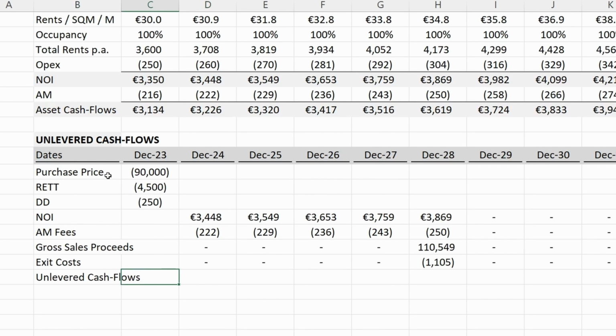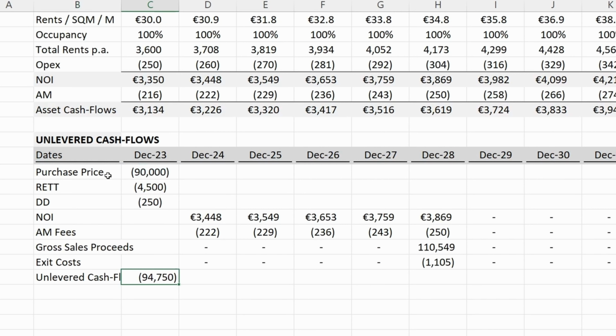Okay, and the total unlevered cash flows are the purchase price plus the transfer taxes plus due diligence costs plus the NOI less asset cash flows plus gross sales proceeds less the exit costs. So it's basically the sum of everything. Okay, and now we have our unlevered cash flows.